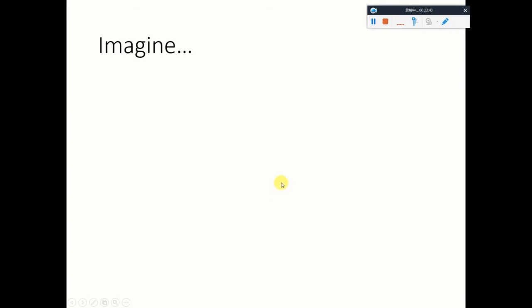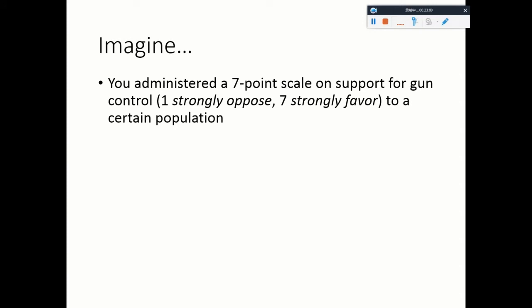Okay, so now let's change the example and gradually start to understand why making statistical inferences is important and the basic logic of making statistical inferences. So imagine that you conducted a survey and you gave this 7-point scale on support of gun control to a certain population. Imagine you're capable of surveying every single individual in your target population. So at this stage, you're not drawing any samples. You're surveying everybody that you intend to study.